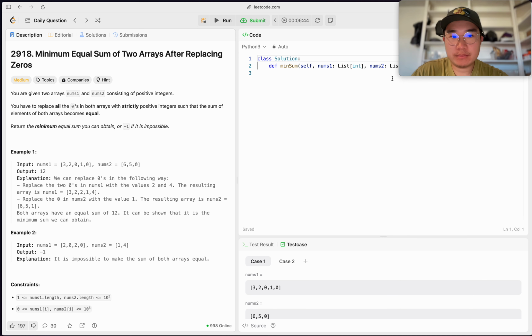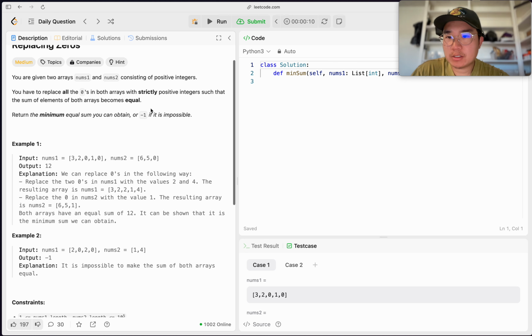Today's problem is 2918, Minimum Equal Sum of Two Arrays After Replacing Zeros. You are given two arrays, nums1 and nums2, consisting of positive integers. You have to replace all the zeros in both arrays with strictly positive integers such that the sum of elements of both arrays become equal. Return the minimum equal sum you can obtain, or -1 if it is impossible.